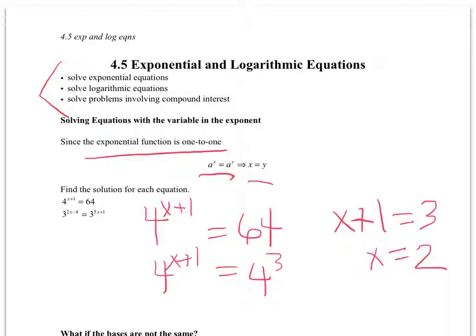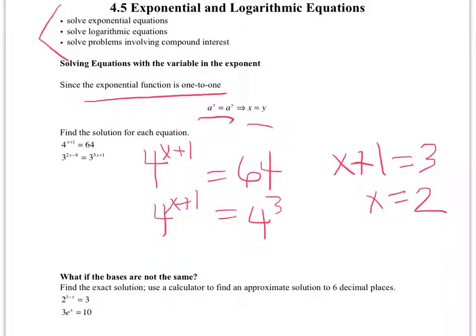The next equation to solve is a similar situation. 3 to the 2x minus 8 equals 3 to the 5x plus 1. So since these exponentials have the same base, we know that the exponents must be equal. So 2x minus 8 must equal 5x plus 1.